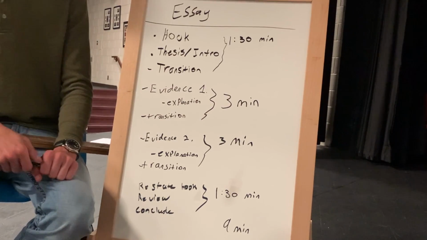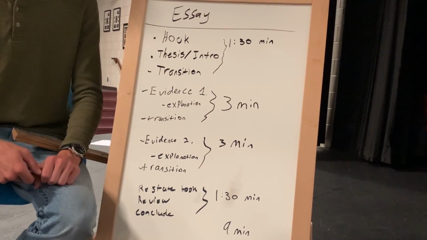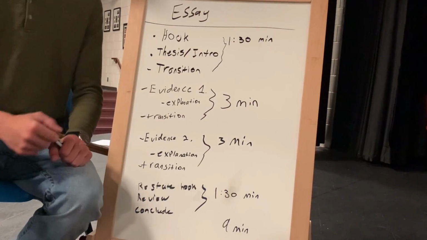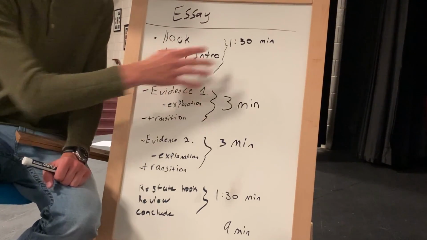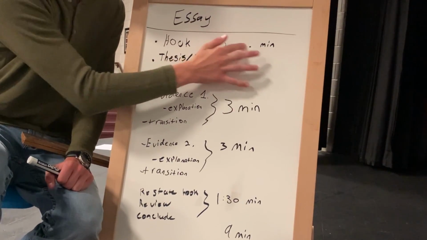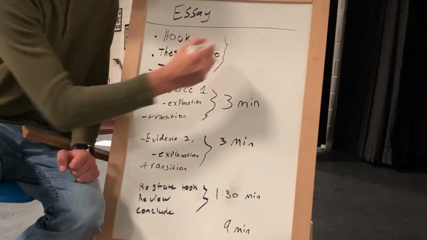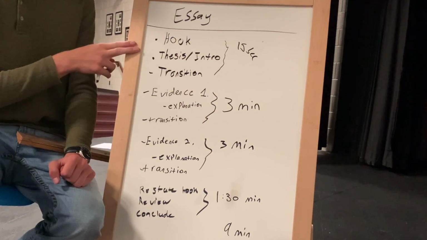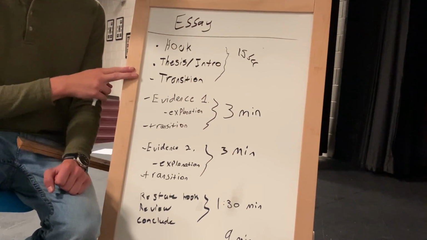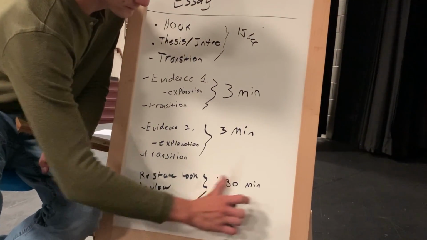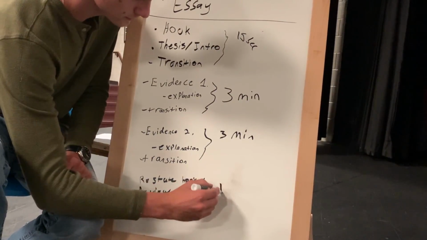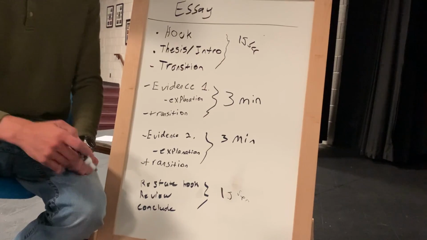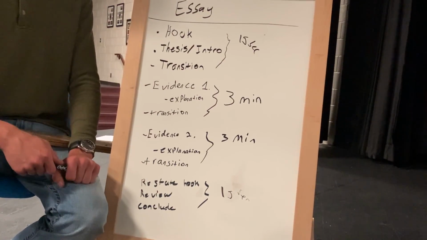But what if I told you that instead of a 9-minute speech, it's actually 3 minutes? So instead of 1 minute and 30 seconds, you're moving to anywhere around 15 seconds for your hook, your thesis, and your transition at the beginning. The very end, same thing, about 15 seconds. Excuse the handwriting, it's very hard to write angled. So that right there is 30 seconds of your 3 minutes.